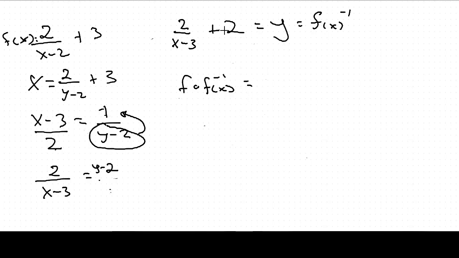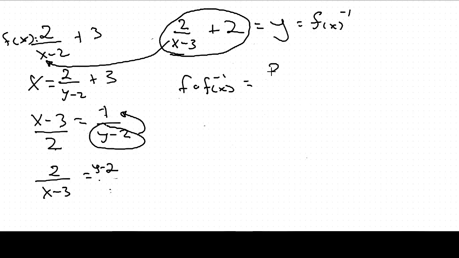So where do I plug? This is going to get kind of funky. Where do I plug that in? As the x. As the x here. So let's do that. So I have 2 over, and then this is 2x minus 3 plus 2. That's, oh, yeah. And then this is plus 3. Oh, crap, I didn't see that.